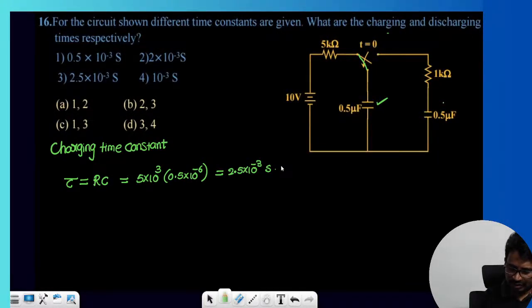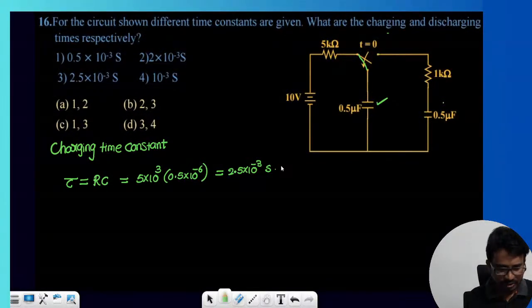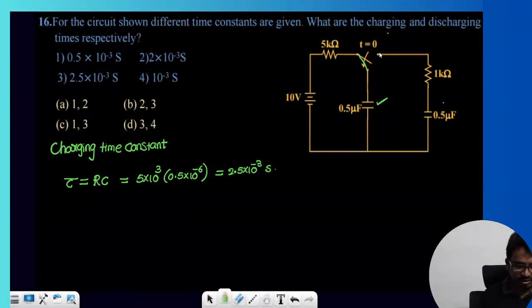And thereafter, if we talk about the discharging time, what will be the discharging time in this case? Which capacitor will discharge? When the switch is changed to here, in this scenario this capacitor will charge now.